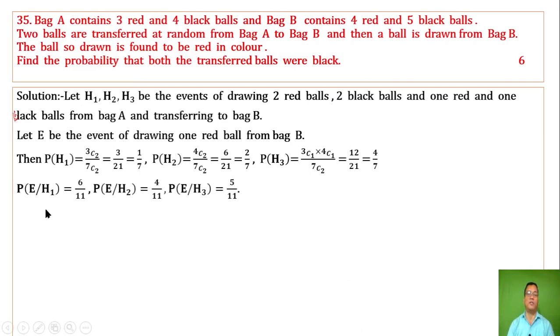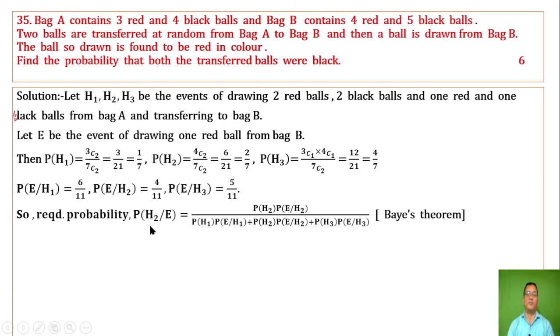P of E given E1 is 6 by 11, P of E given E2 is 4 by 11, P of E given E3 is 5 by 11. The required probability is P of E2 given E by Bayes' theorem. Putting in the respective values and simplifying, we get 4 by 17.